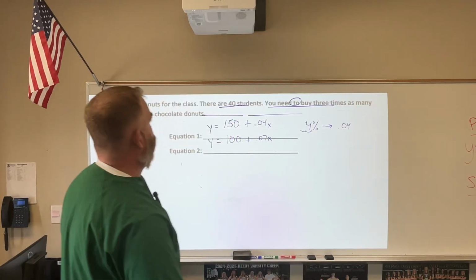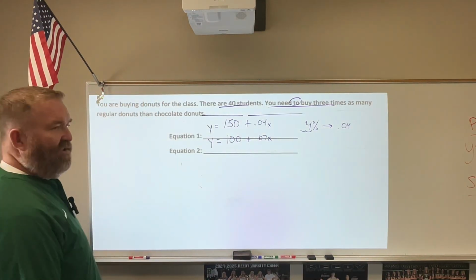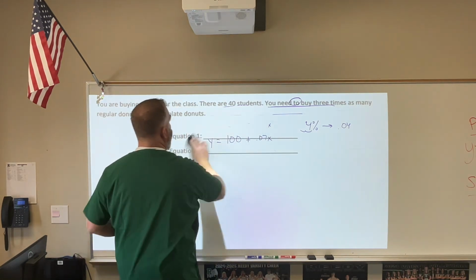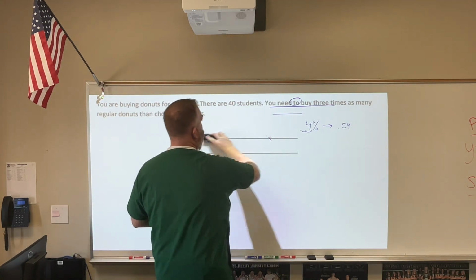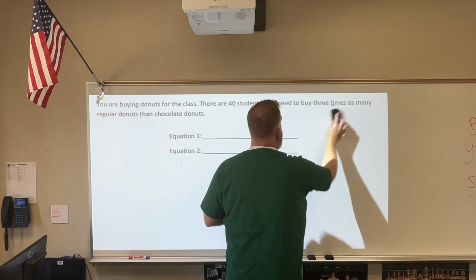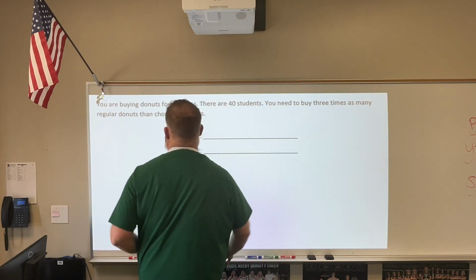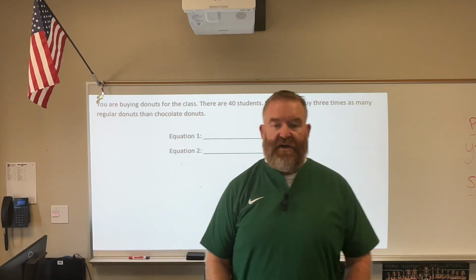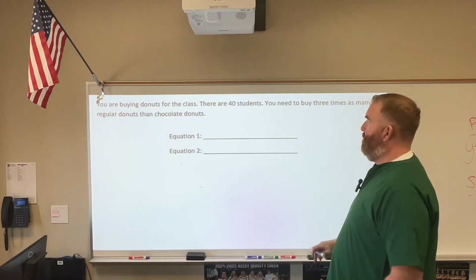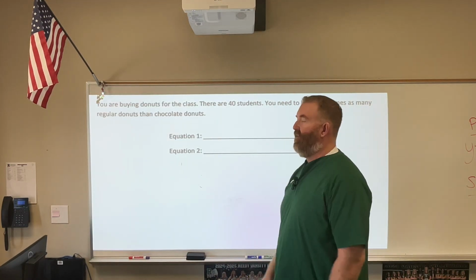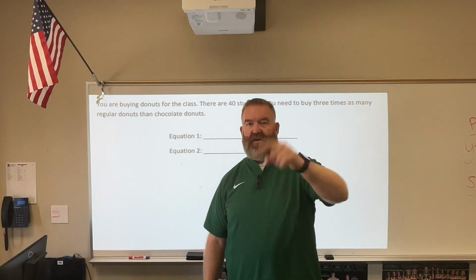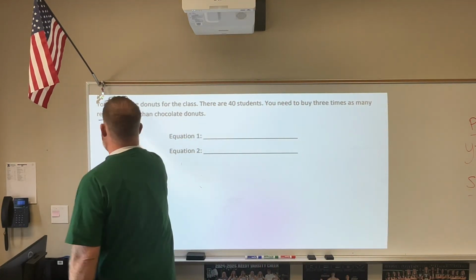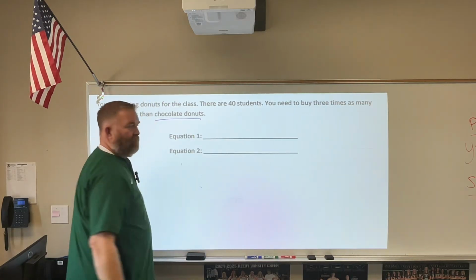All right, moving on. You're buying donuts for the class. Now we're talking my language. Good. All right, here we go. You're buying donuts for the class. There are 40 students. Hold on. What kind of donuts are we buying? We're buying regular donuts and we're buying chocolate donuts. By the way, on your worksheet, this is number 1, at the top of the worksheet. You have regular donuts and you have chocolate donuts.